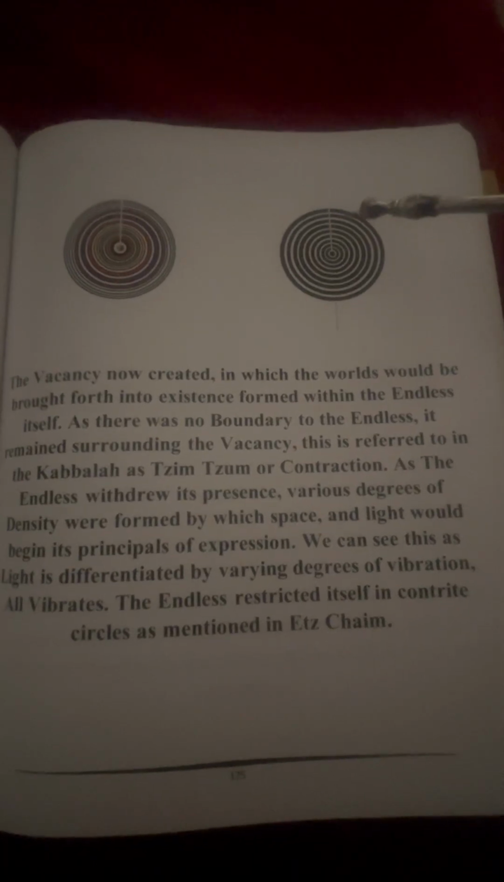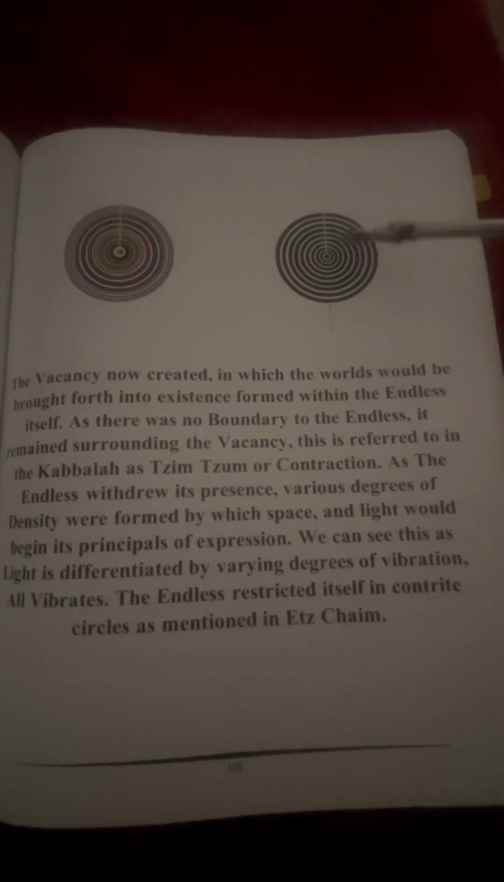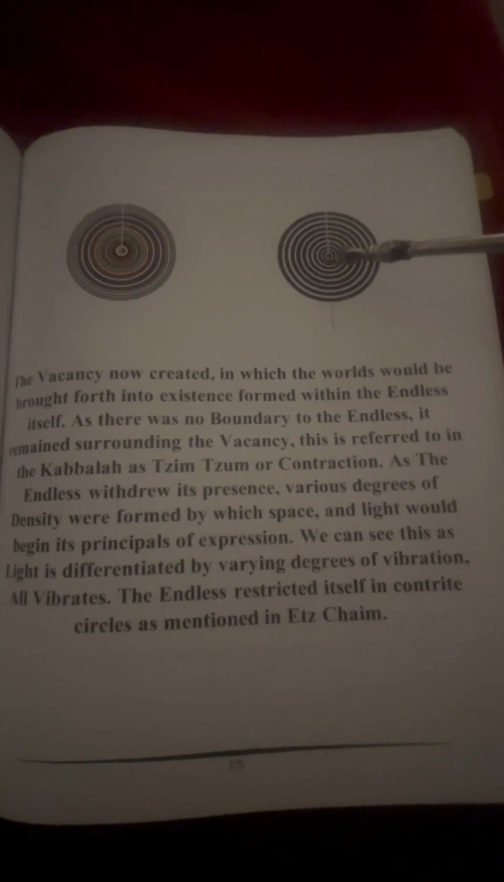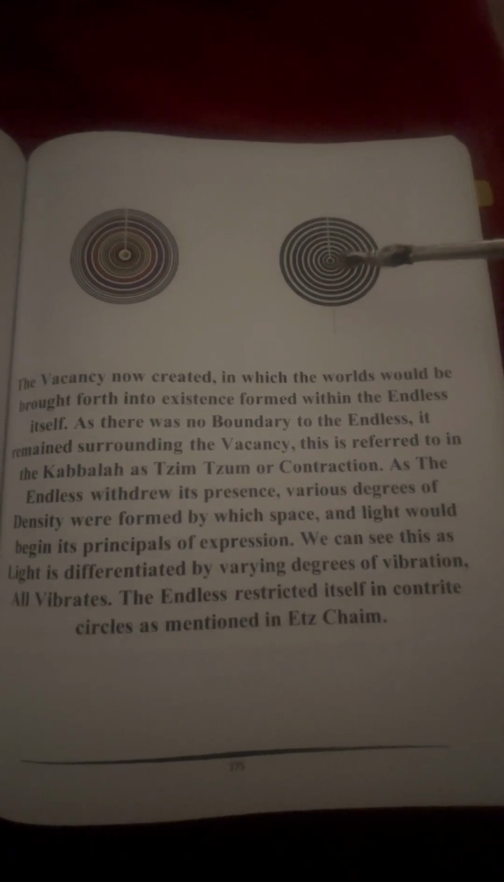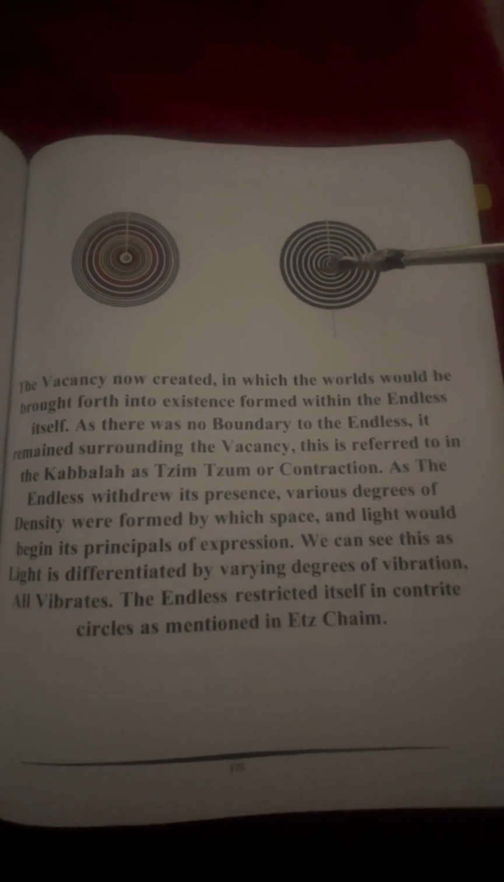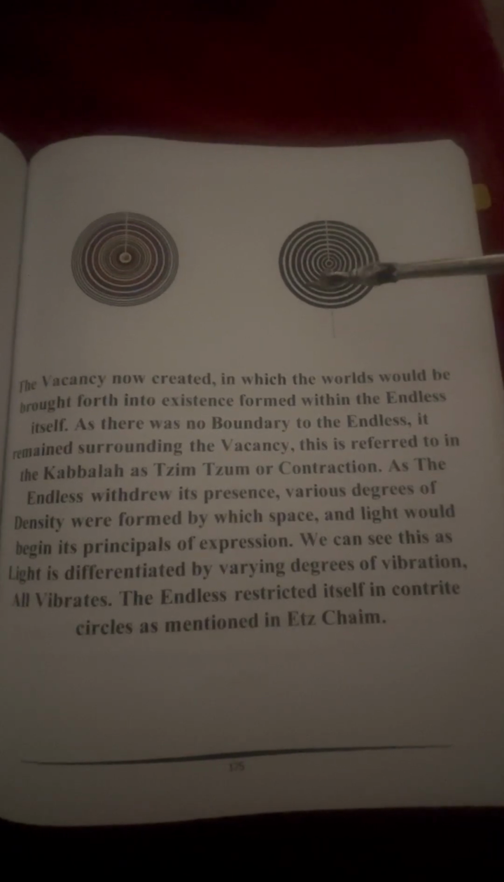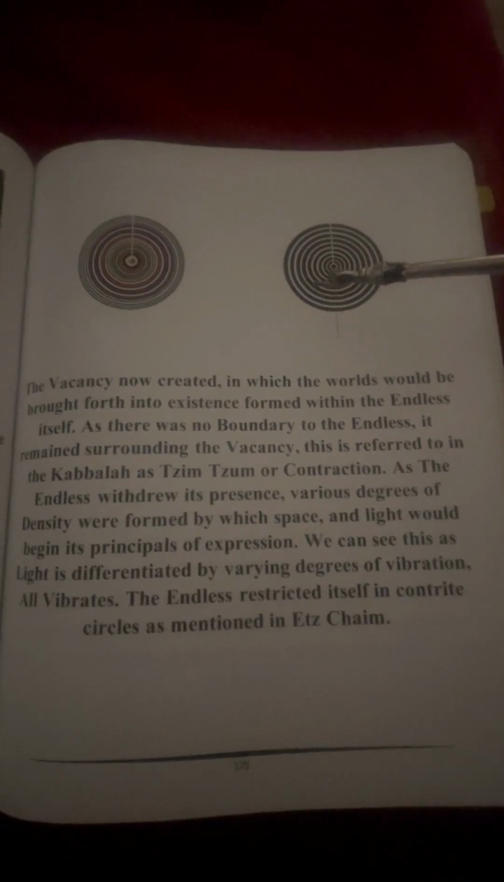Thus we learn that the Endless withdrew itself to create both depth and density. We learn from this that light, which this is sometimes akin to, is differentiated by varying degrees of vibration, an example in varying degrees of the density of the restriction, and so too is this applied to the light, as will be explained later. Gate 7.